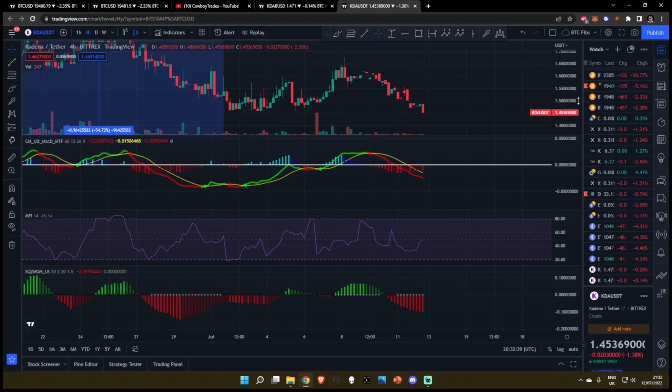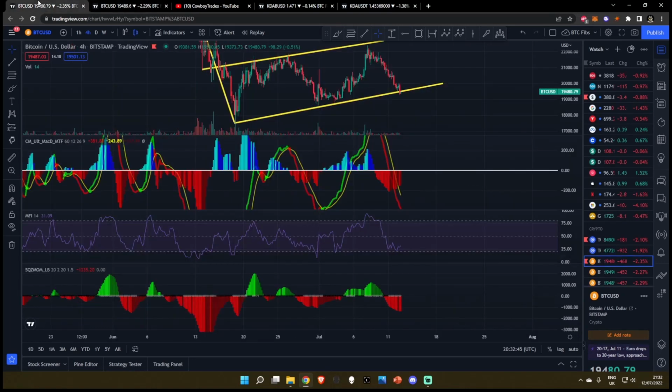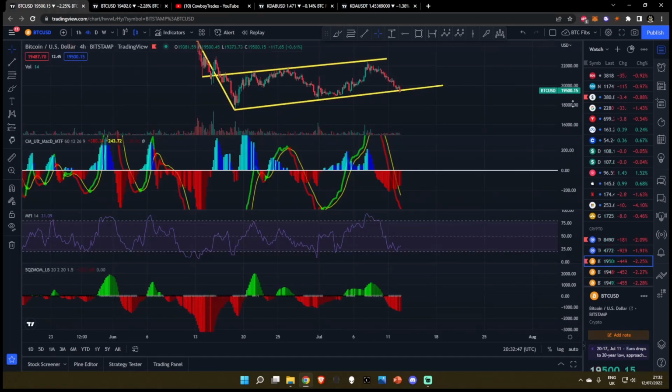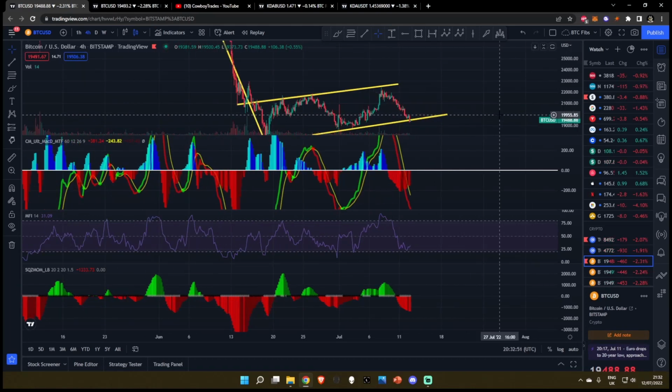I'm sure people who've been watching for a prolonged period of time now have started to realize this, but as you can see, everything's heading down. 4-hourly time frame over on Bitcoin. We'll wrap up on Bitcoin just to show you why KDA is breaking down so hard.